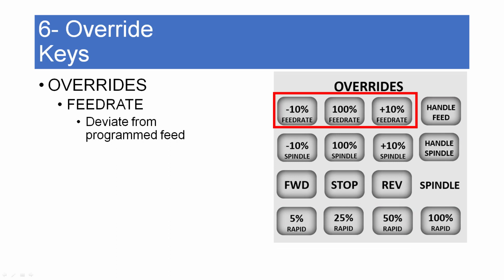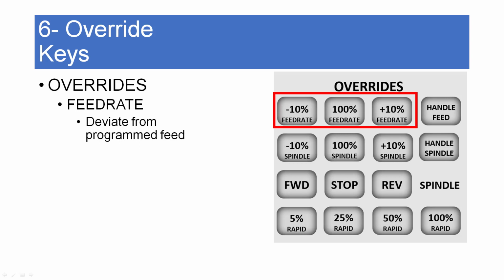The feed rate key overrides the rate of tool motion, either up or down from the program speed based on the operator input. You can incrementally select 10% increases or decreases in rate or use the handle feed, which will let you use the jog wheel handle to vary feed rates.